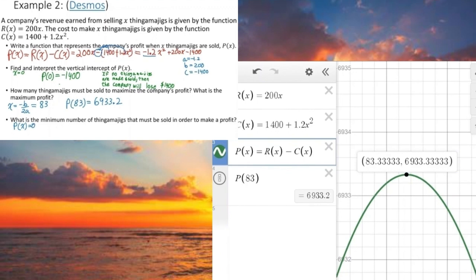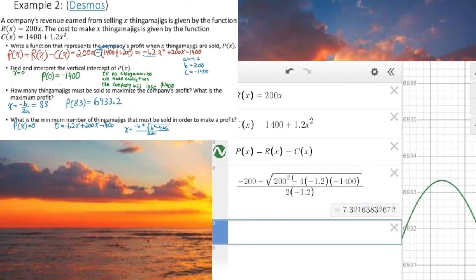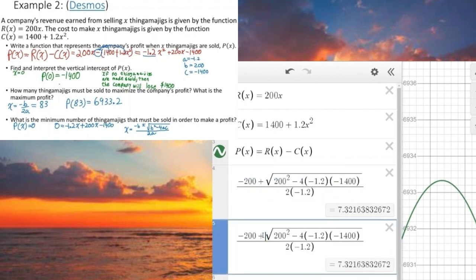So when we set our profit equal to 0, we're trying to solve the equation 0 equals negative 1.2x squared plus 200x minus 1,400. Because our function is in standard form, we're going to want to use the quadratic formula, which recall from the last section is negative b plus or minus the square root of b squared minus 4ac all over 2a. We've already identified the values of a, b, and c when we were trying to find the maximum profit. In Desmos, we'll just type in what our formula would be and replace the variables accordingly. And there is my quadratic formula typed in for the plus, and we'll copy and paste for the minus.